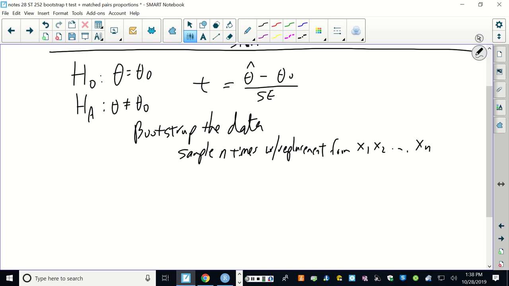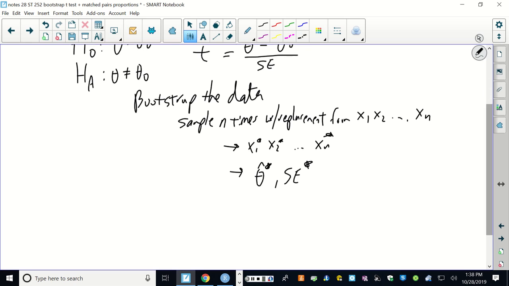And that's going to give us a new sample, x1 star, x2 star, dot, dot, dot, up to xn star. And we're going to compute our statistics from this bootstrap sample. So from this, we're going to compute theta hat star. We're going to calculate a new standard error, whatever that calculation would be. And we're going to get a new t-value.